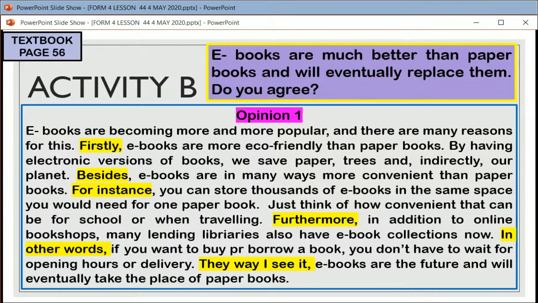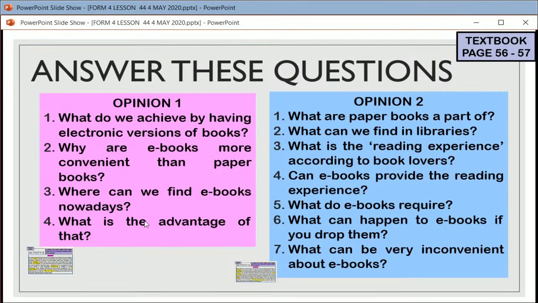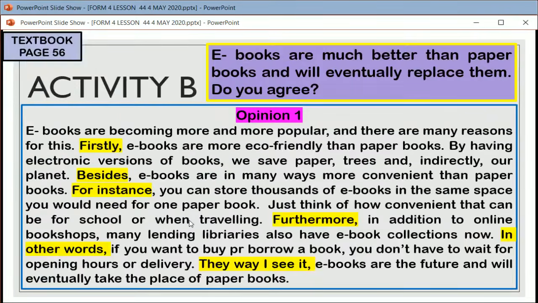The last question, everyone. What is the advantage of that? Getting the ebooks from the lending libraries and online bookshops. Yes, good. Very good.